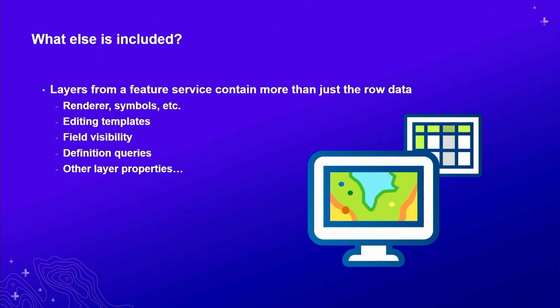Feature services are not just about the back-end tabular and row data. The feature service also stores many properties about the layers in the map that you publish. This information and behavior you just get for free when using feature services. And I've listed a number of these properties here. These are properties that you would not get, for example, with shapefiles or with geodatabases.